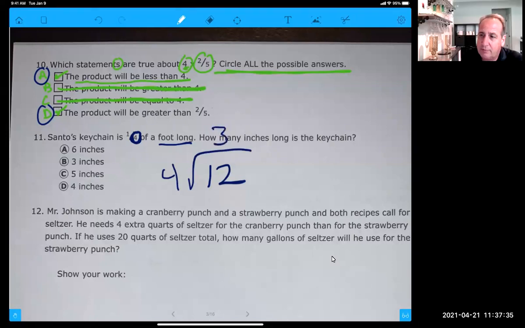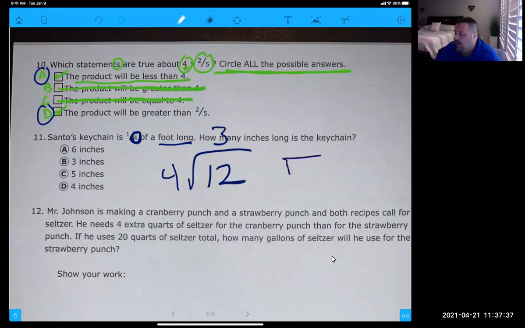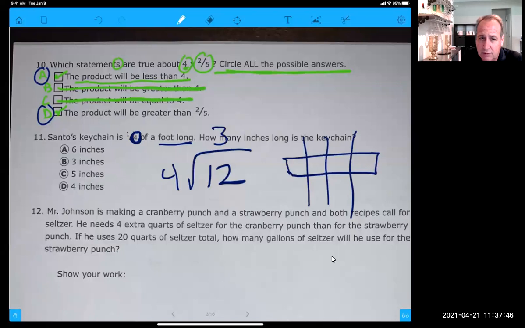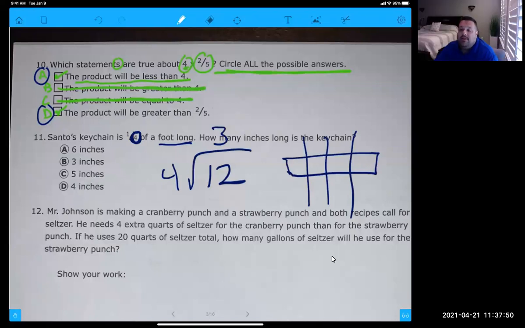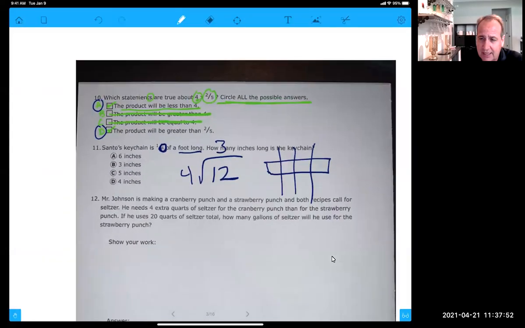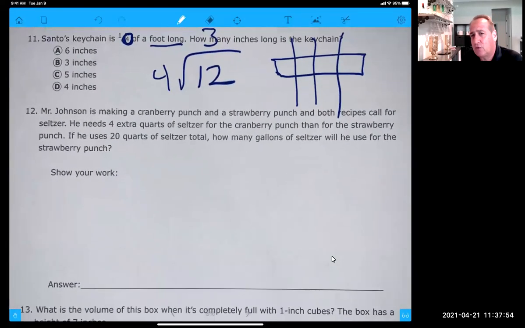3. You could draw a picture. I like to draw a picture. Here's the keychain, and we break it up, 12 into 4 pieces. The whole thing's 12, so one piece of it is 4. Oh, I only broke it up 3 times. You got to get it in there. The 3 4s in 12.